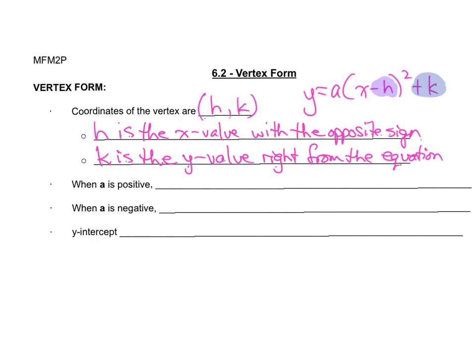So when a is positive, the graph opens up. When the a value is negative, it opens down. And we can get the y-intercept, because of course that is the value of y when x is 0, just by substituting 0 in for x and then solving for y.